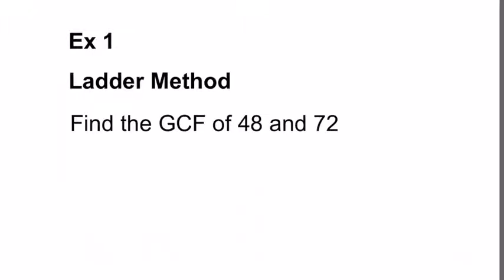The other way that you can use to find the GCF is called the ladder method, or the upside down cake, because it looks like steps of a ladder or tiers on a cake, but it kind of looks upside down. So whichever way helps you remember it, it doesn't really matter. What matters is how we use it. So here we have an example that we're going to look at together. We are going to use the ladder method to find the GCF of 48 and 72.